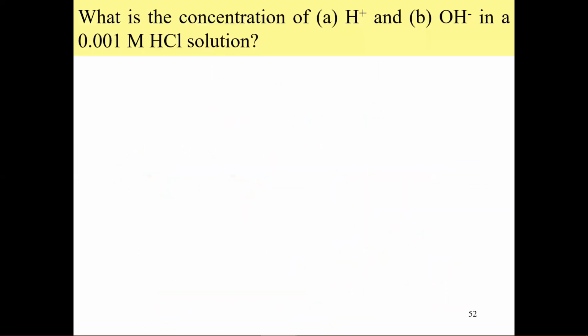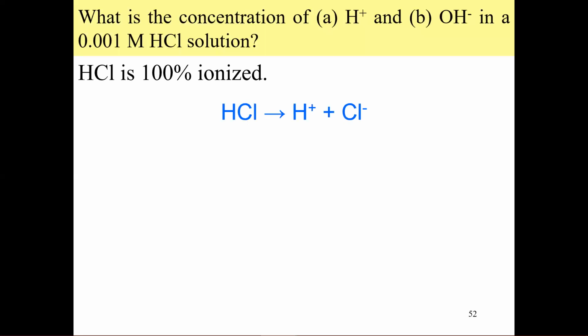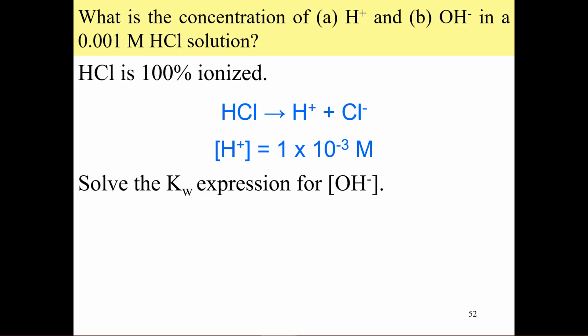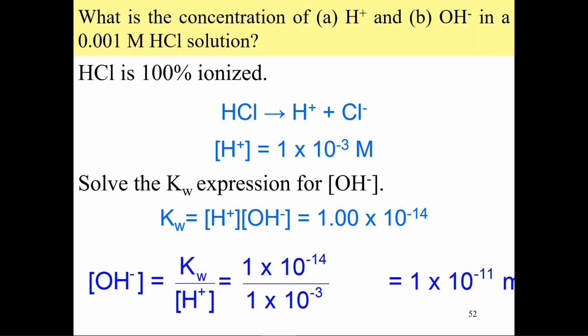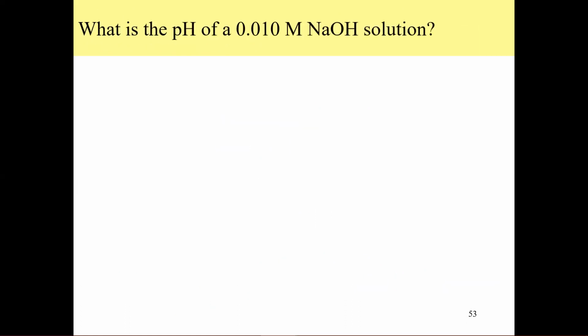What is the concentration of H plus and OH minus in a 0.1 molar HCl solution? HCl is 100% ionized. So essentially the H plus is 1 times 10 to the minus 1. Solve it for OH. Well, you plug the numbers in and you can get the different values. And then you get 1 times 10 to the minus 13 moles per liter as the concentration of OH. And under those conditions, you can determine the pH.